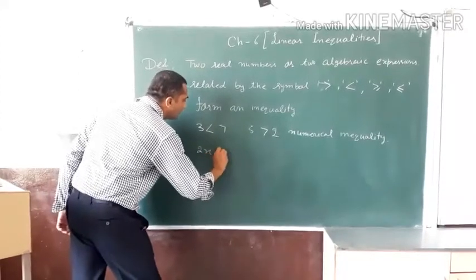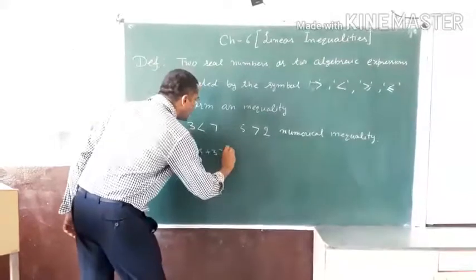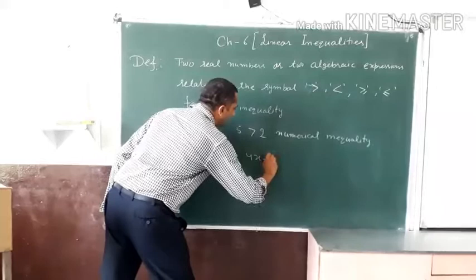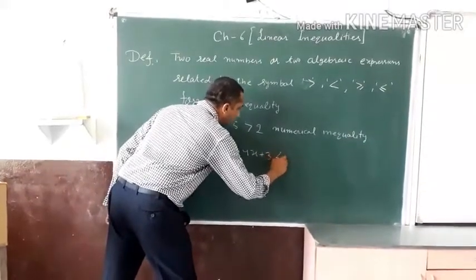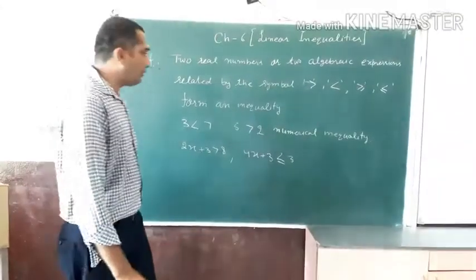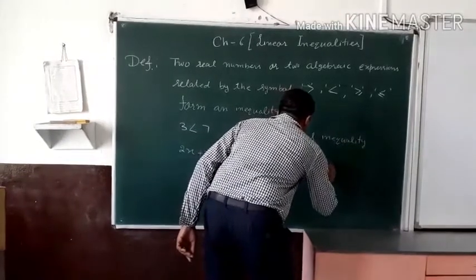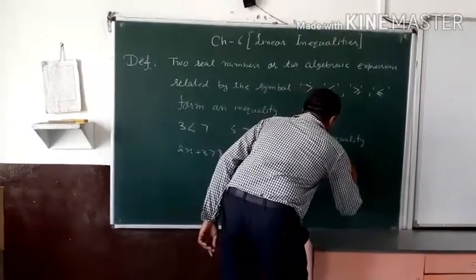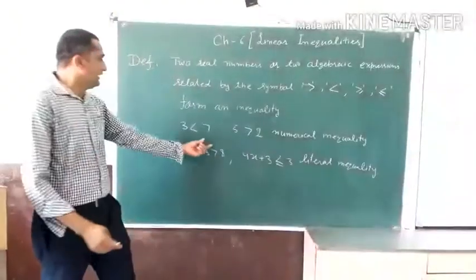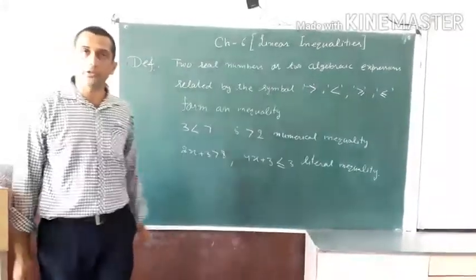And if we use some variables, 2x plus 3 greater than 7, greater than 8, 4x plus 3 less than or equal to 3, these are known as literal inequalities, because these types of inequalities can change depending on the value of the variables.